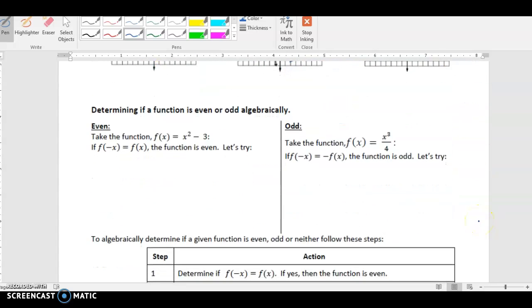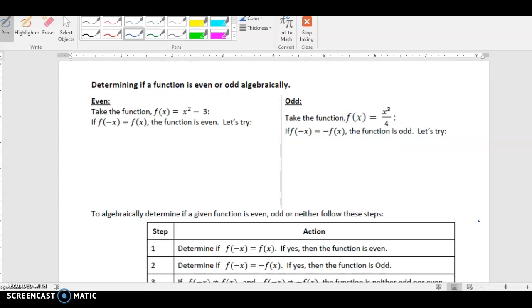Let's do this algebraically. Okay, so here, if you take this function, f of x equals x squared minus 3, if f of negative x equals f of x, what does this mean? If you take this particular function, f of x equals x squared minus 3, I'm asking you to plug in negative x in place of this x. So how does that work? So I'm now evaluating f of negative x, so that means (negative x) squared minus 3.